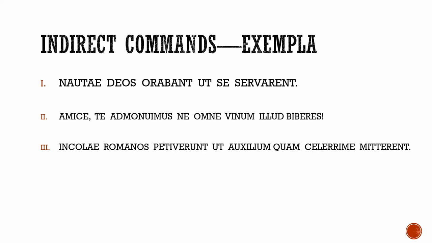Here's some more exempla. If you'd like to continue on, pause, try them on your own, see if you can translate. I'm going to give you the answers now. Nautae deos orabant, the sailors begged the gods, ut se servarent, to save them.